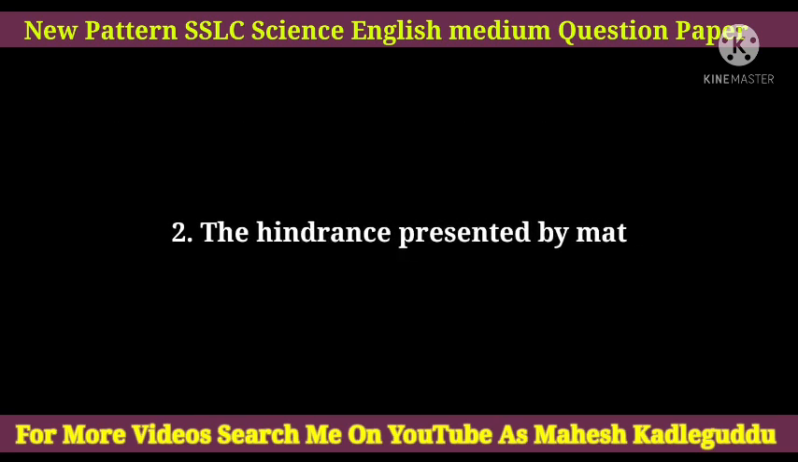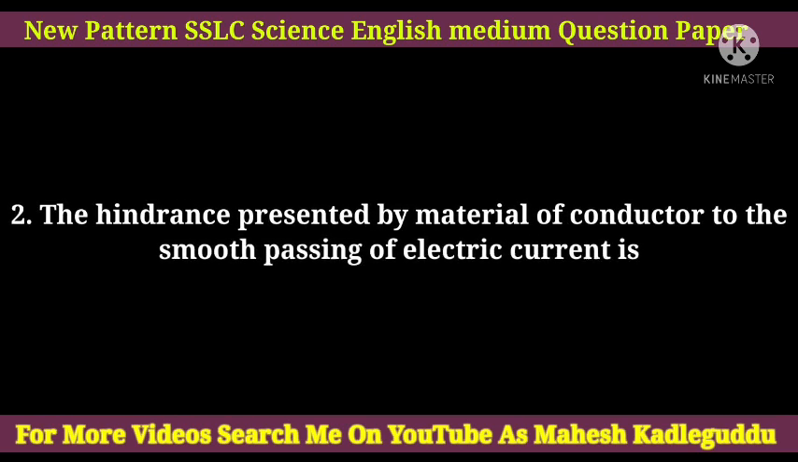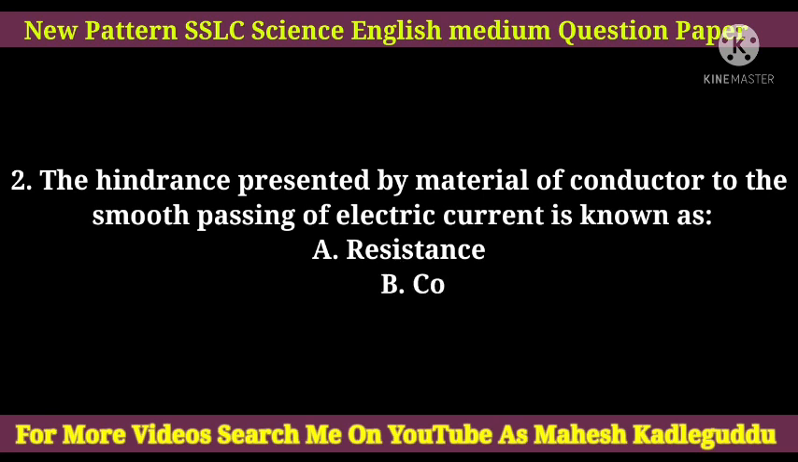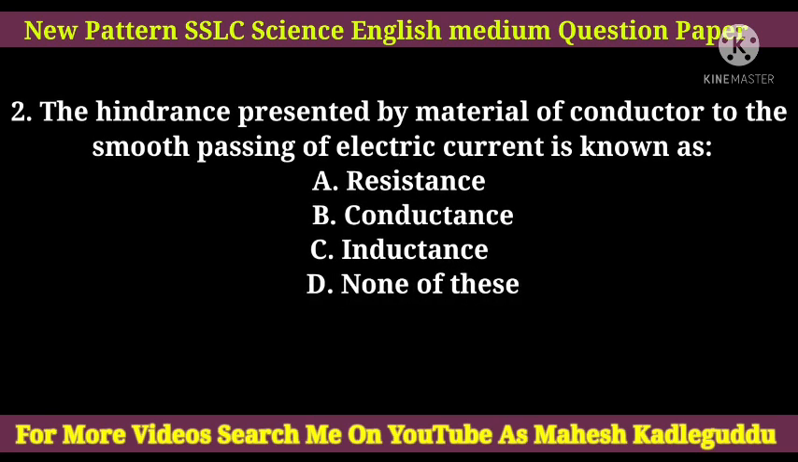Second question: the hindrance presented by the material of a conductor to the smooth passing of electric current is known as resistance, conductance, inductance, none of these. The hindrance presented by the material of a conductor to the smooth passing of electric current is known as conductance. Conductance is the right answer.